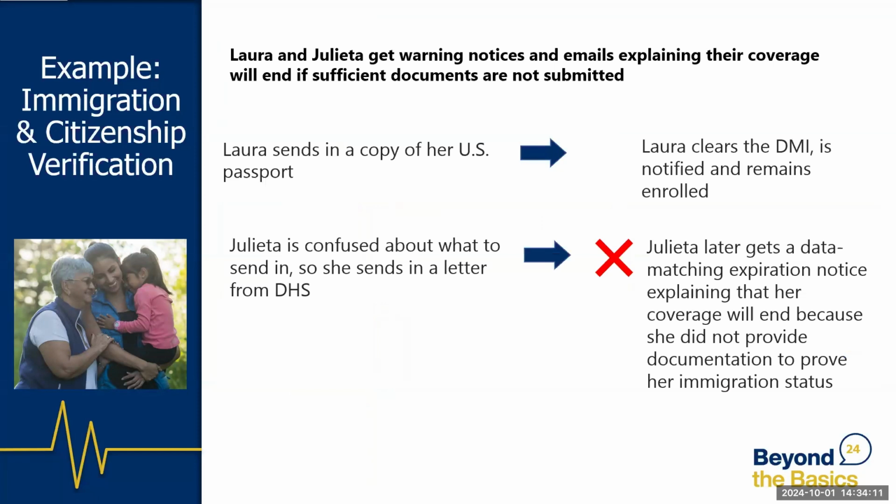Next slide, please. So Laura and Julieta get a warning notice and some emails explaining that their coverage will end if sufficient documents are not submitted. Laura sends in a copy of her U.S. passport, and that clears the DMI. She's notified, she remains enrolled, all is good with Laura. Julieta is confused about what to send in, so she sends a letter from DHS, and that's not going to be sufficient in our example. Julieta later gets a data matching expiration notice explaining that her coverage will end because she did not provide documentation to prove her immigration status. Next slide, please.